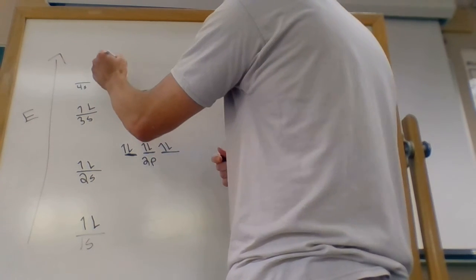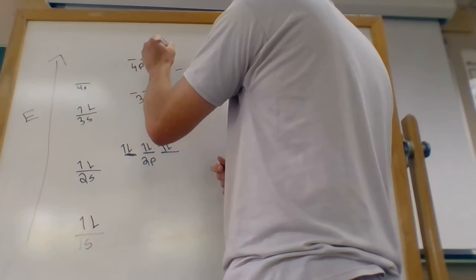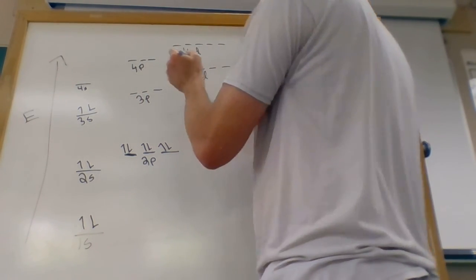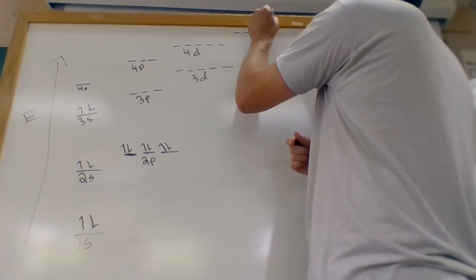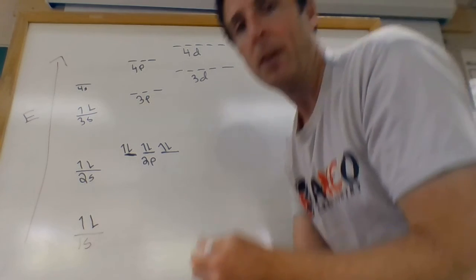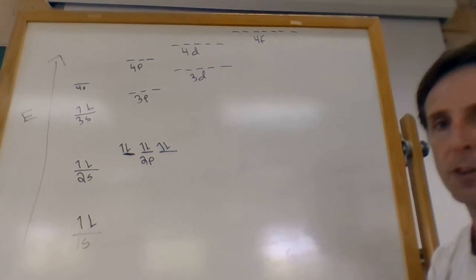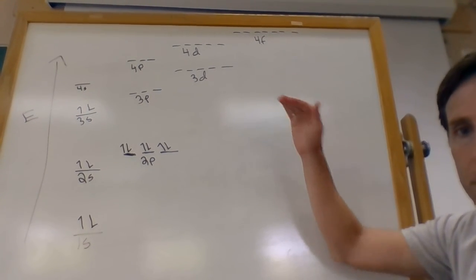So I'm going to do 4s, then I'm going to have my 4p's, then I have my 4d's, and then I'm going to have my 4f's. Okay, so now I have all those orbitals, and when I open up the 4th shell, all those orbitals are there where I could put electrons into them, but I work my way from the bottom up.